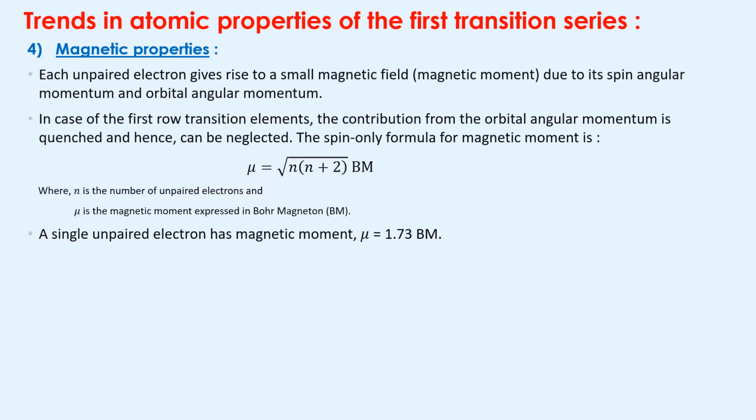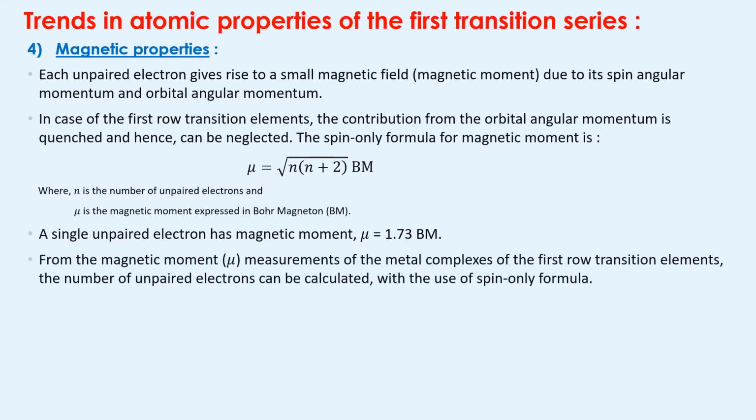Now as you know, n is the number of unpaired electrons. If n is equal to 1, what is the magnetic moment for a single unpaired electron? Mu is equal to square root of 1 into 1 plus 2, that is square root of 3, which comes to 1.73 Bohr magneton. So in your exam they may ask, if the magnetic moment is 1.73 Bohr magneton, what is the number of unpaired electrons in that element? You have to calculate that.